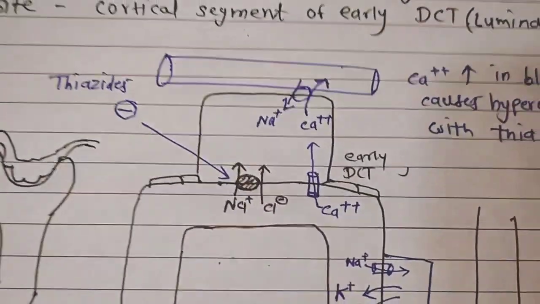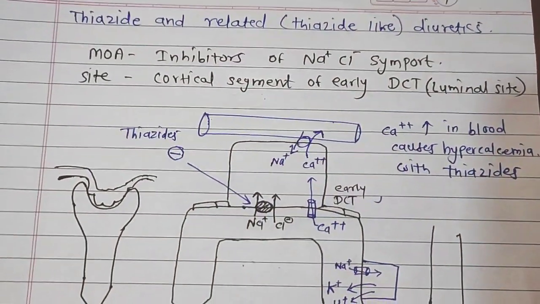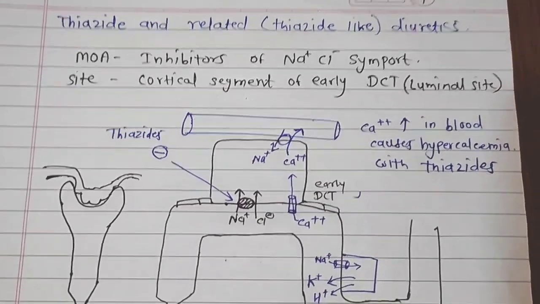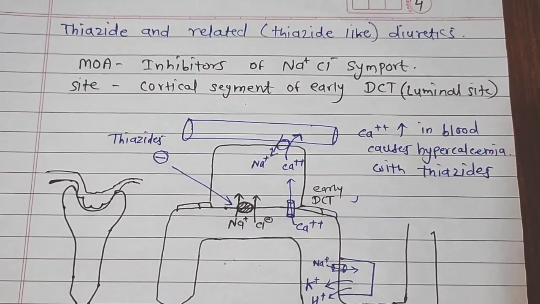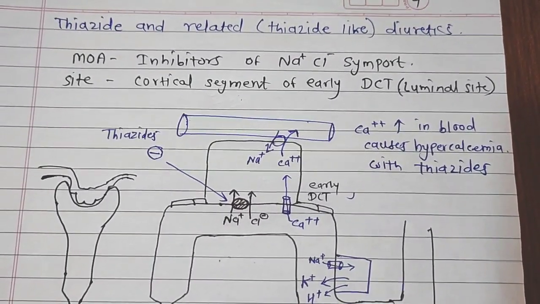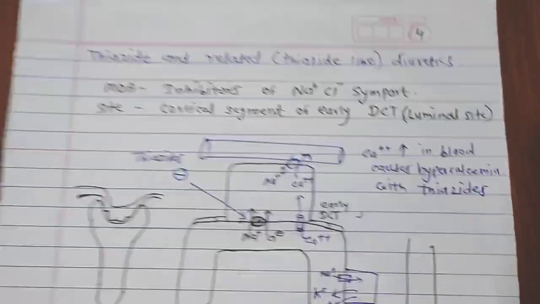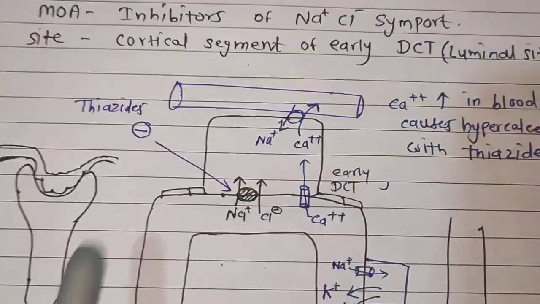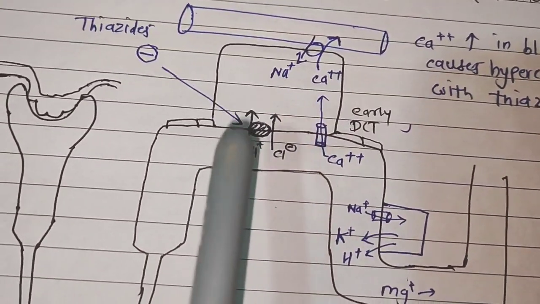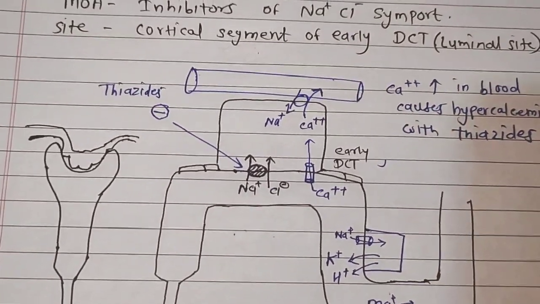As we could see in this diagram also, in the early DCT there are some cells present. We have enlarged these cells to understand the mechanism of action. Now where exactly are these sodium chloride symports present? These are present in the cortical segment of the early DCT on the luminal side. As we could see, this is the lumen and the receptor is present on the luminal side. That's why these are called luminal receptors or luminal transporters.